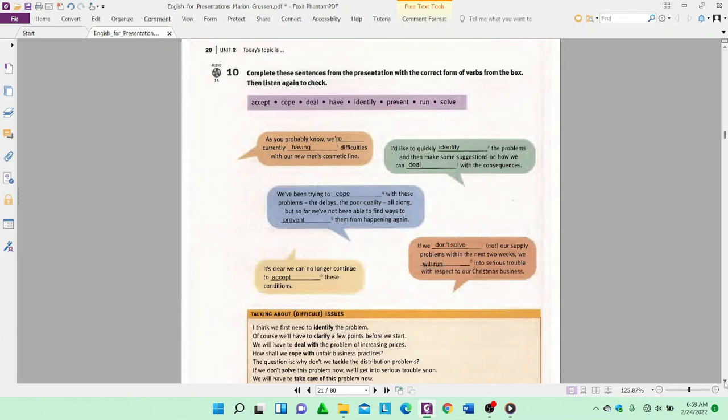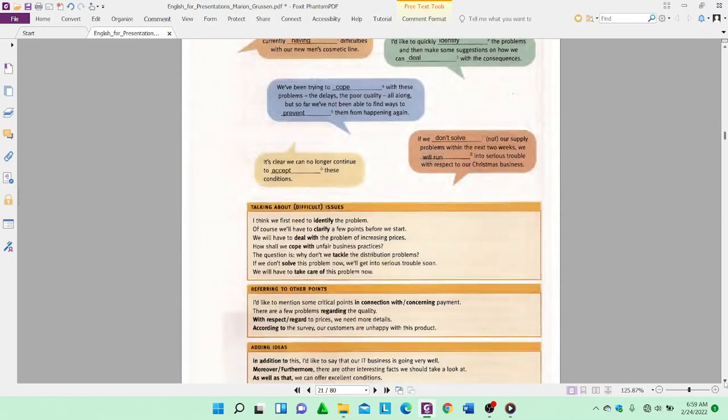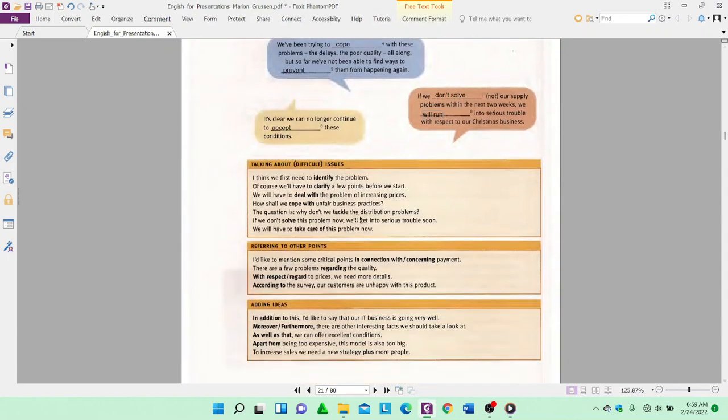Nah ini ya dari bubble ini sudah di extract. Ya. So in explaining your main point of presentations, when you talk about difficult issue, you can use this, okay? This expression. Misalnya ini. I think we first need to identify the problem. Saya pikir kita awalnya butuh untuk mengidentifikasi masalahnya. Ya, identify itu mengidentifikasi atau mengenali, right?